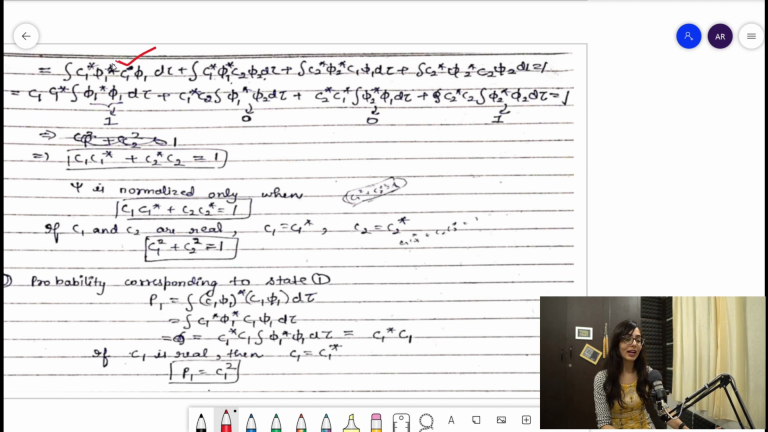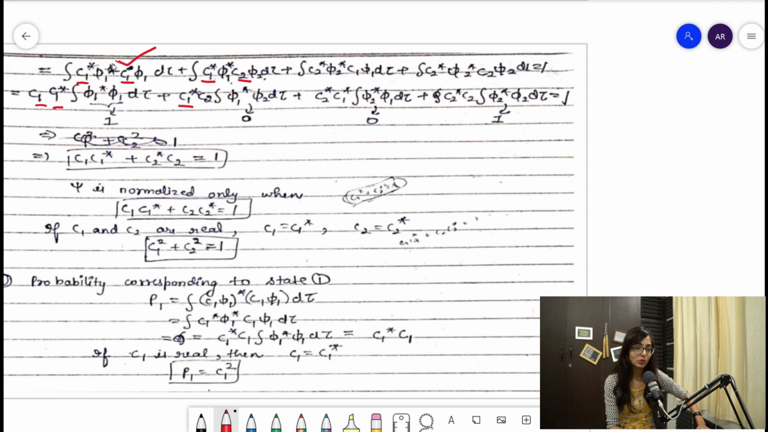Now I will take these constants outside, because these are probability amplitudes, and they are constant. So I'll take these constants outside. It would be c1 star, because c1 and c1 star are constant. The rest is the integral of phi 1 star phi 1 d tau. Plus here also I'll take the constant outside, c1 star and c2, and phi 1 star phi 2 d tau.